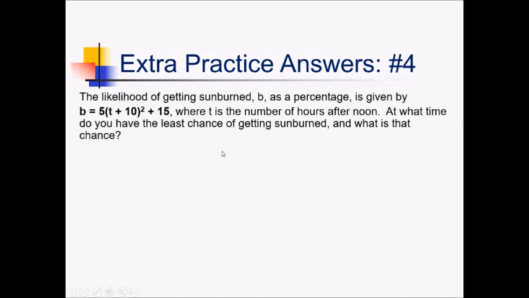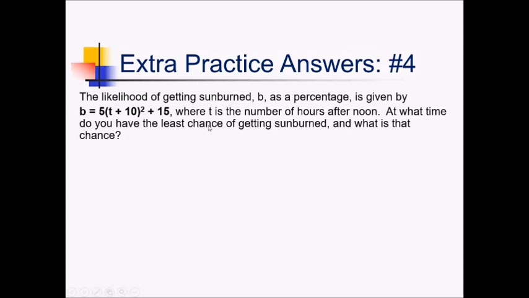On this problem, the likelihood of getting sunburned, B, as a percentage is given by this B function, which is a function of T, time. And time is number of hours after noon. So that'll be important when we're trying to figure out at what time we have the least chance of getting sunburned, and also what that chance is.